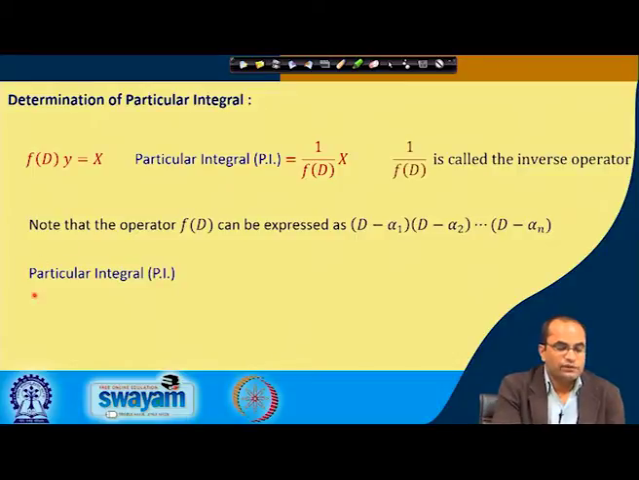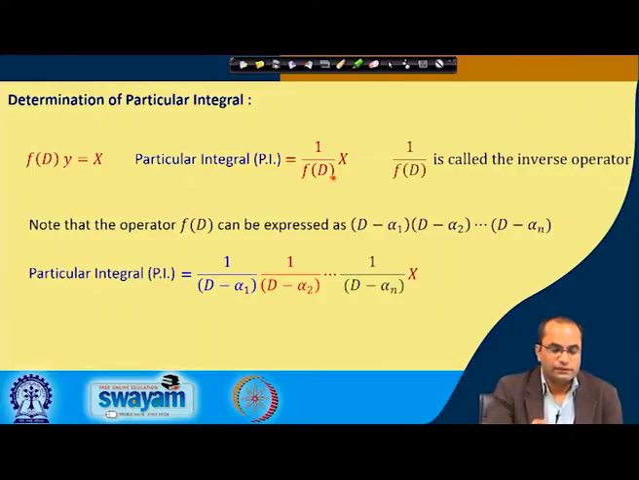So, the particular integral is written as 1 over f(D) on X, and this f(D) is nothing but the product of these (D minus alpha) factors. So, we have written it as 1 over (D minus alpha 1), 1 over (D minus alpha 2), and so on, up to 1 over (D minus alpha n), operated on X.